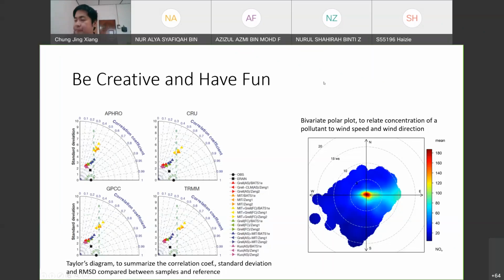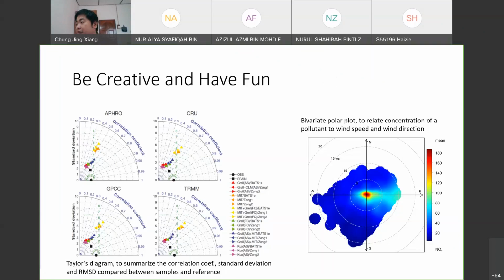Right. So the next one is what we call a bivariate plot. This is usually for people who work with concentration chemistry. So we want to know in which direction the concentration is coming from and how much. So you can plot something like this. This is something like a Rose diagram, a Wind Rose diagram. What it does is summarize concentration, wind direction, and wind speed.